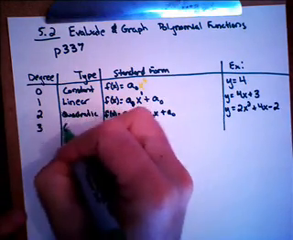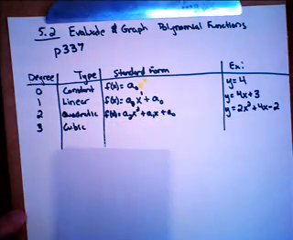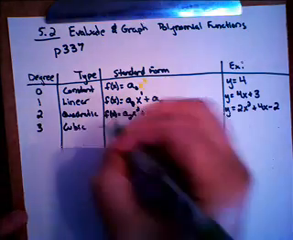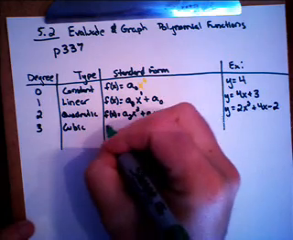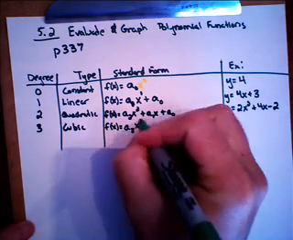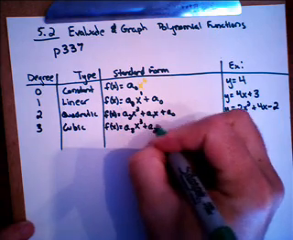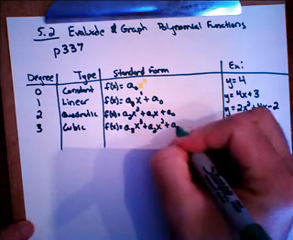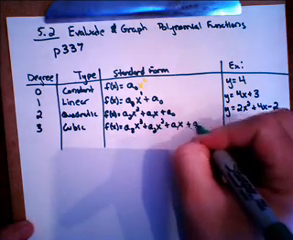Degree 3 is called a cubic. Again, we're just kind of working our way through the list here. I think we go to degree 4. Is f of x equals a sub 3 x to the third plus a sub 2 x squared plus a sub 1 x plus a sub 0.